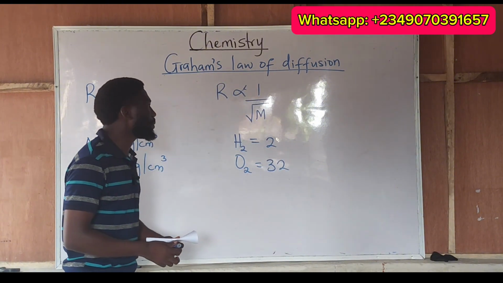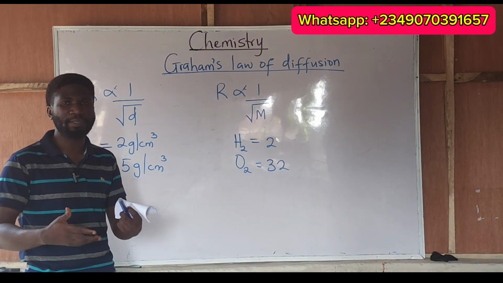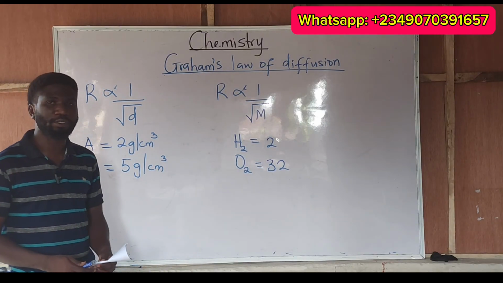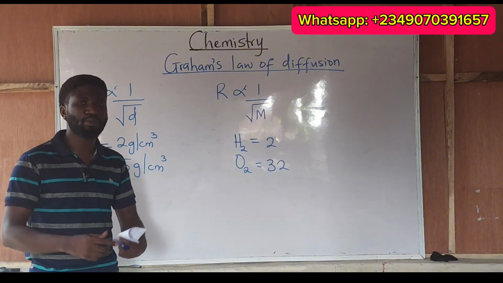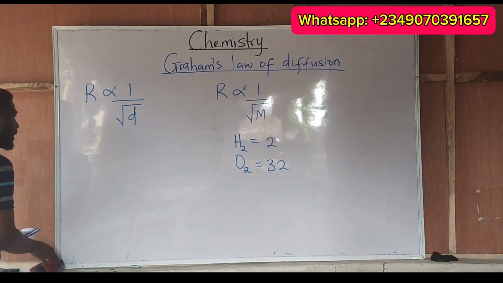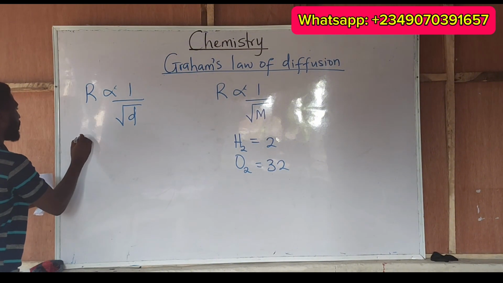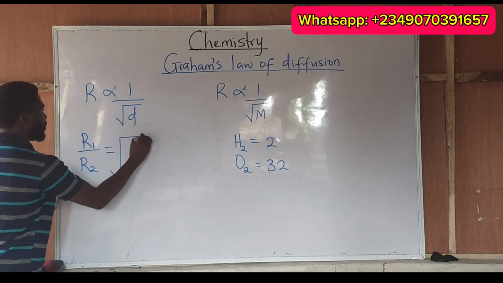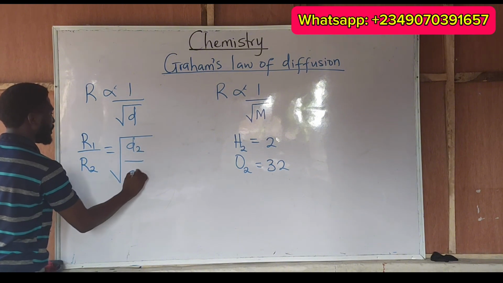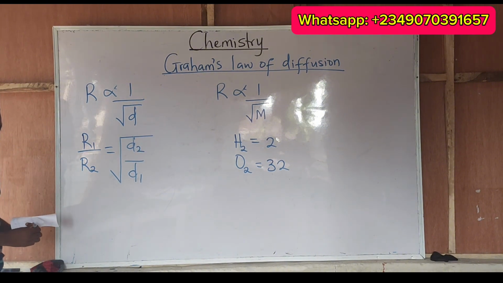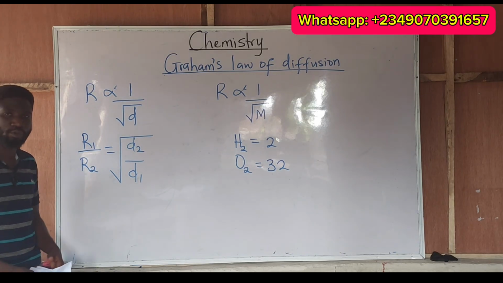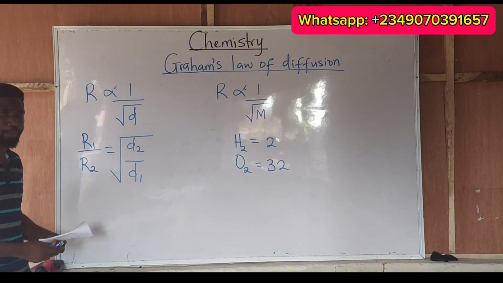Alright, so what if we have 2 gases involved? Just as we've indicated here, for the mathematical expression, this is what we are going to have. In case of 2 gases, we are going to have R1 over R2 equals D2 over D1, because it is inversely proportional. So this is not meant to be R1 over R2 equals D1 over D2. No. Why? It is inversely proportional.